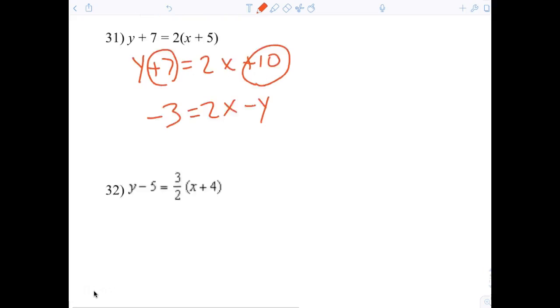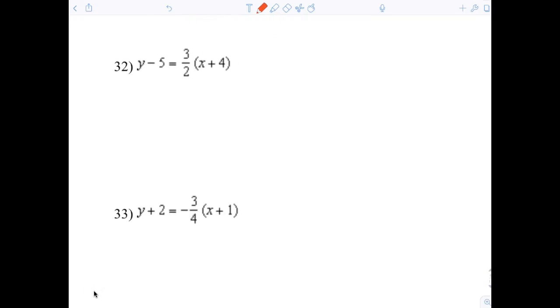All right, now on 32, a little bit trickier because you have a fraction. So I need to multiply both sides by? 2. All right, there you go. Multiply both sides by 2. And I end up with 2y minus 10 equals 3x plus 12. Everybody take a look at that. Make sure you're good. Now, I'm listening. Why do you multiply both sides? Well, because I want to get rid of a fraction, because in standard form, fractions are not allowed.